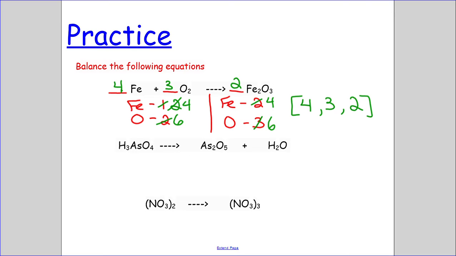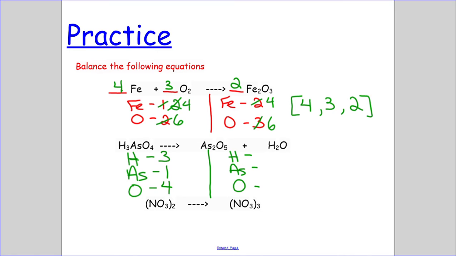All right, so hydrogen, arsenic, and oxygen. I have my arrow, my line, just separating reactants from products. Hydrogen, arsenic, oxygen. So we go through and start counting atoms. Hydrogen, there's 3. Arsenic, there's 1.